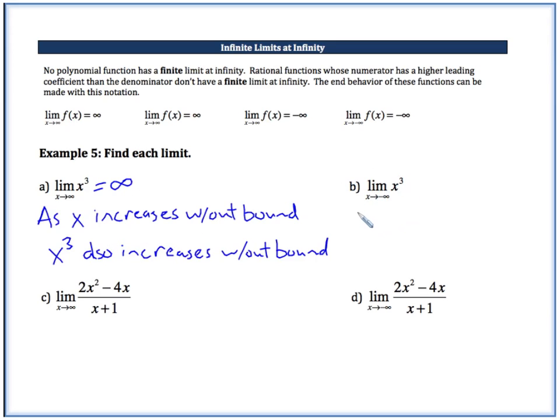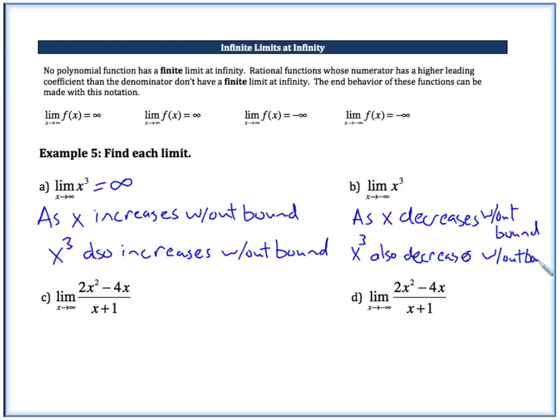For letter B, here, as x decreases without bound, okay, and it decreases because we're going to negative infinity, what happens to x cubed? Well, we know when we cube a negative number, it stays negative, and so x cubed also decreases without bound. And so this one we can say equals negative infinity.